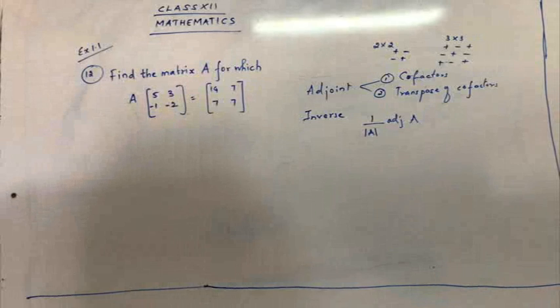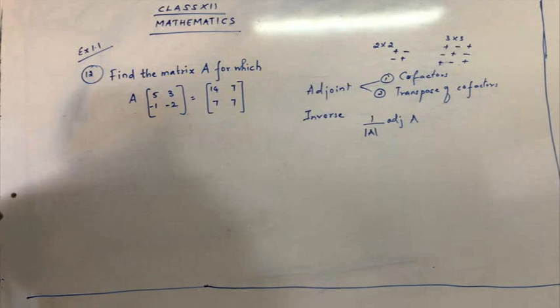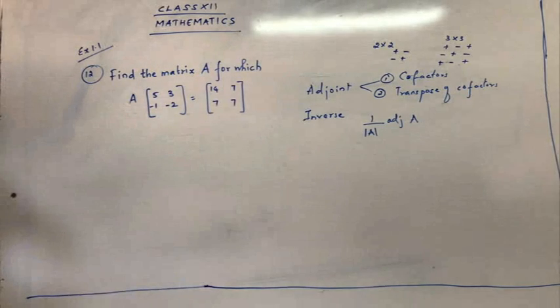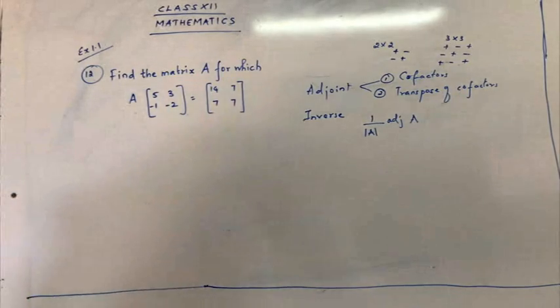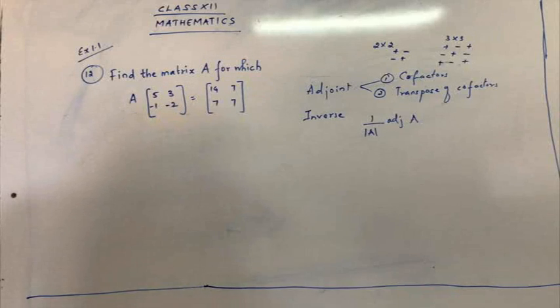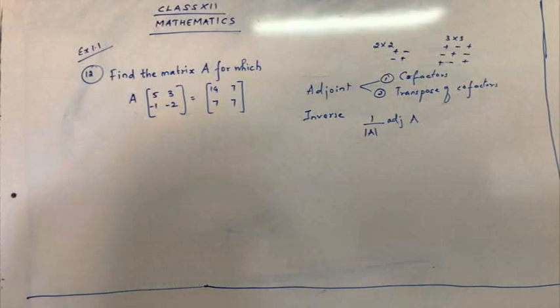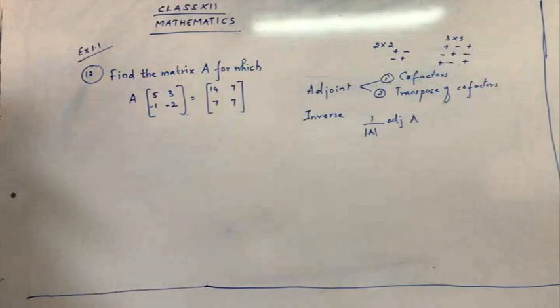Write neatly. Mention today's date. Write the question. Be careful with the numbers. Be careful with the signs. Copy it neatly. You have to take the question and the answer. Find the matrix A for which A times 5, 3, minus 1, minus 2 is equal to 14, 7, 7, 7.